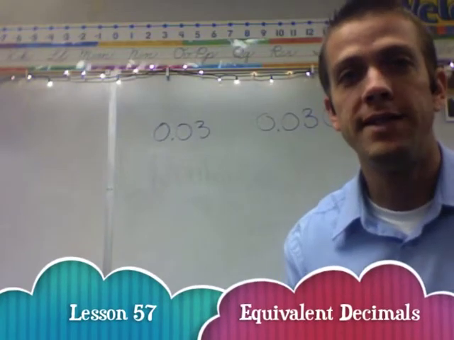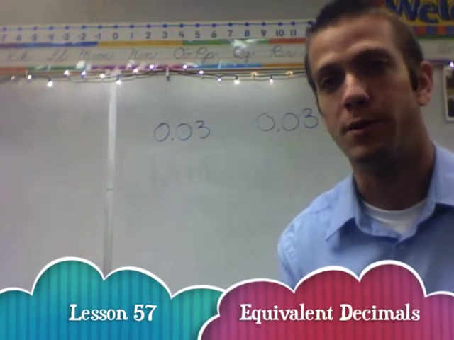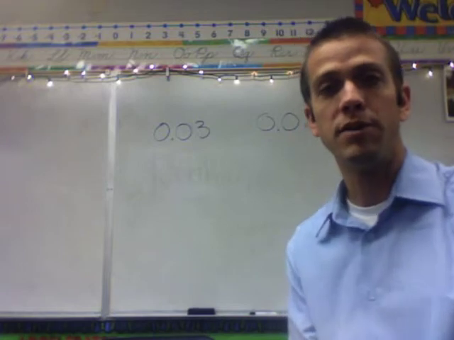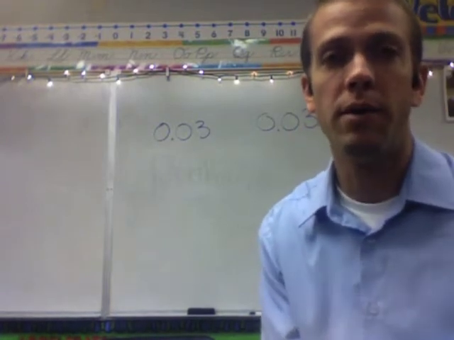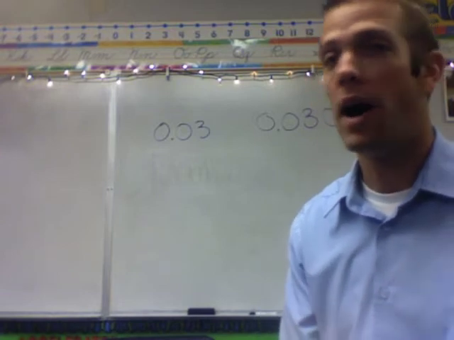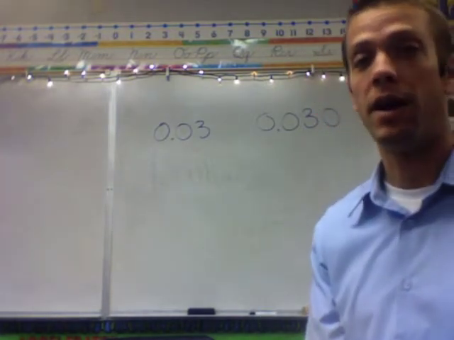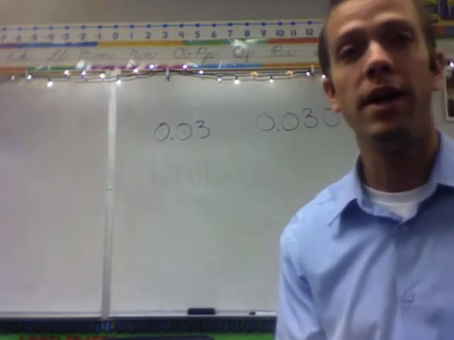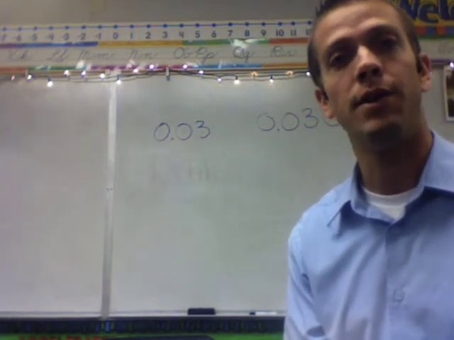Welcome to lesson 57, writing equivalent decimal numbers. Now we've been studying decimal numbers a lot, and as you recall, a decimal number is a number that comes after a decimal point. So I have two decimal numbers up at the top there, 0.03 and 0.030.